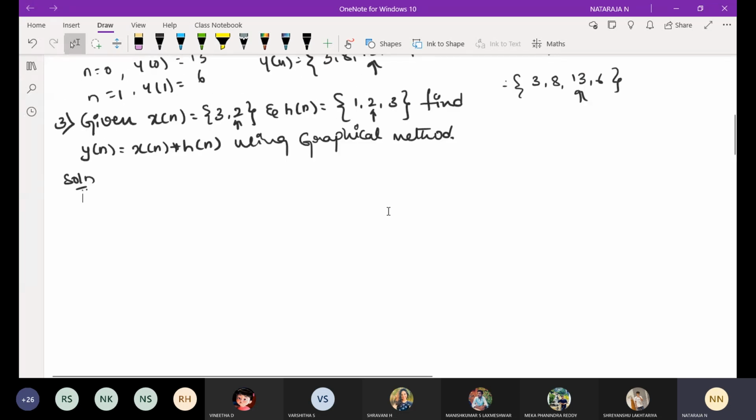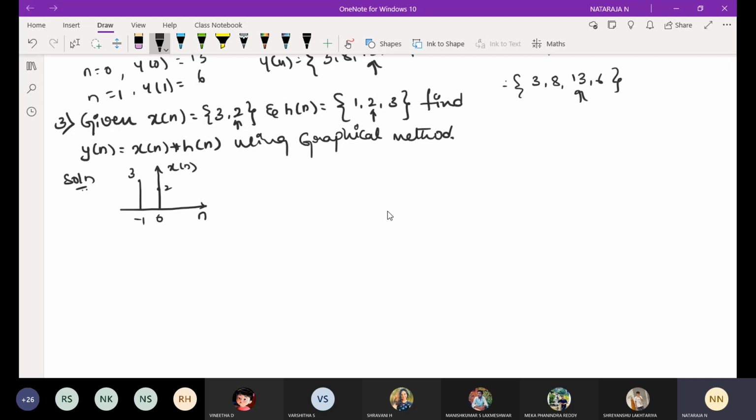First, I will sketch the signal for both x of n as well as h of n. This is my x of n. The samples will be at 0 and -1. At 0 we have a sample 2. At -1 we have a sample 3. Got everyone? This is x of n.